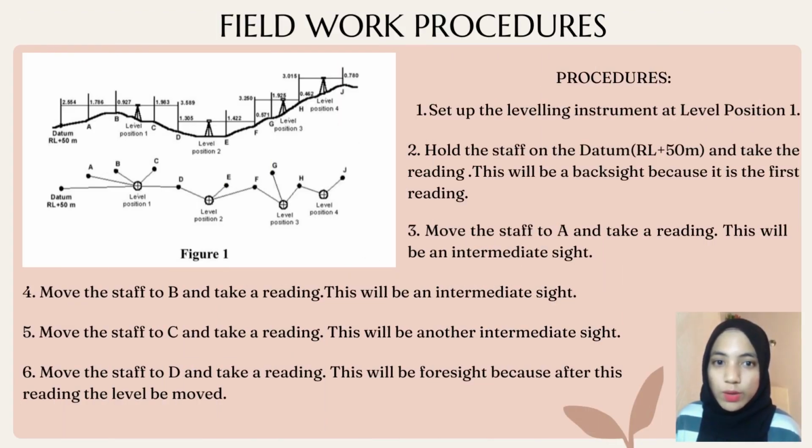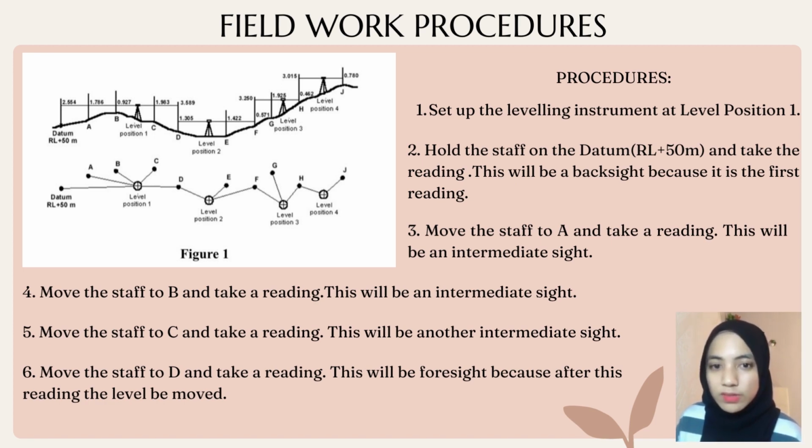So next, I will explain about fieldwork procedure. The leveling or field procedure that should be followed is shown in figure 1. Firstly, set up the leveling instrument at level position 1. Number 2, hold the staff on the datum and take the reading. This will be a backsight because it is the first reading. Number 3, move the staff to A and take a reading. This will be an intermediate sight.